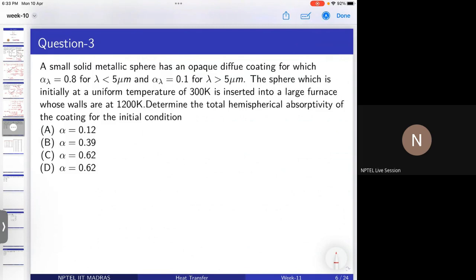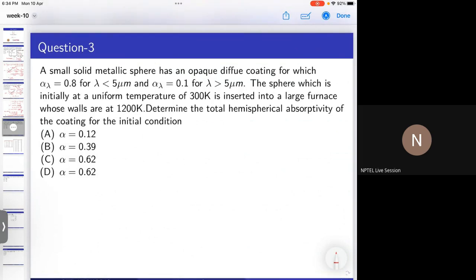So let's move on to the next question. We have a small solid metallic sphere which has an opaque diffuse coating for which the absorptivity is given, which is 0.8 for wavelengths less than 5 micrometer and 0.1 for greater than 5 micrometer. The sphere, initially at a uniform temperature of 300 Kelvin, is inserted into a large furnace whose walls are at 1200 Kelvin. Determine the spherical absorptivity of the coating for the initial condition.